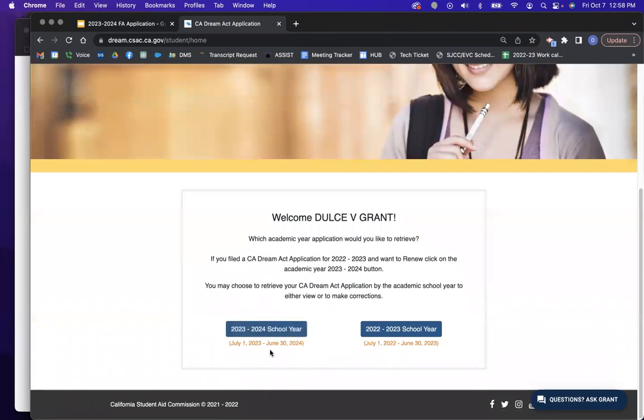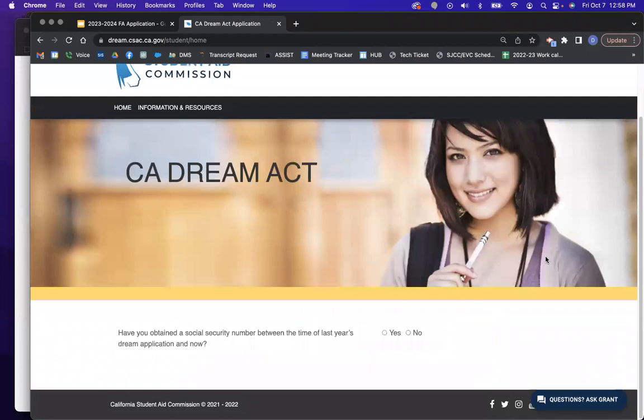But now that you've done that, you're going to go down here, and then you're going to click the 2023-2024 application. It's super important that you make sure it is this one, because a lot of students in the past have thought that they did it, and obviously they haven't.